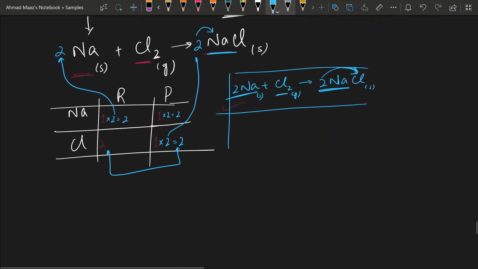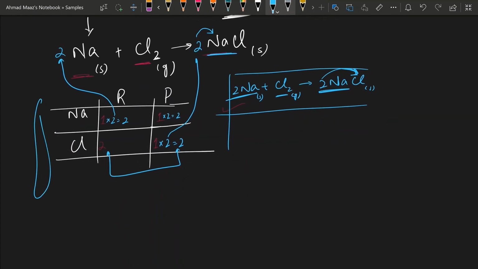You can also do this without making this table. It is a very intuitive process. You can do this all in your mind as well. Let me show you how. Sodium plus Cl2 gives NaCl. This is the equation that you had. Alright, now we have one sodium here, one sodium here. Balanced, move on. 2 chlorines, 1 chlorine.